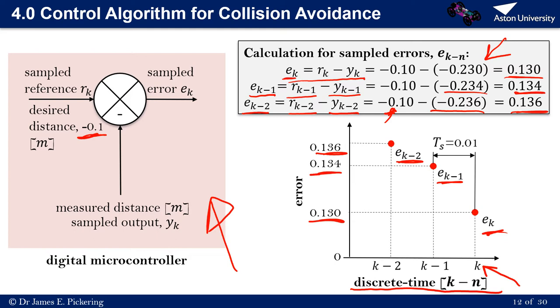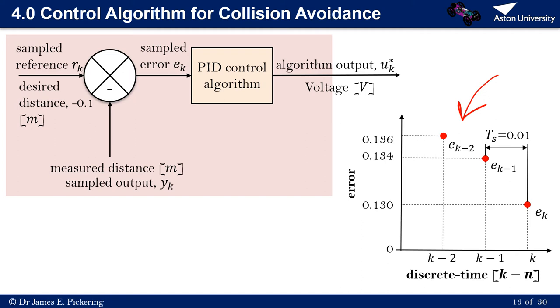This is the graph that we determined on the previous slide, where you can see in discrete time the errors changing based on the measured value changing, with the reference of minus 0.1 being constant. The measured distance changes, and hence the sampled error changes. That sampled error is used as part of the control algorithm. The control algorithm I'm going to detail in this talk is known as a PID, or proportional integral and derivative, control algorithm.